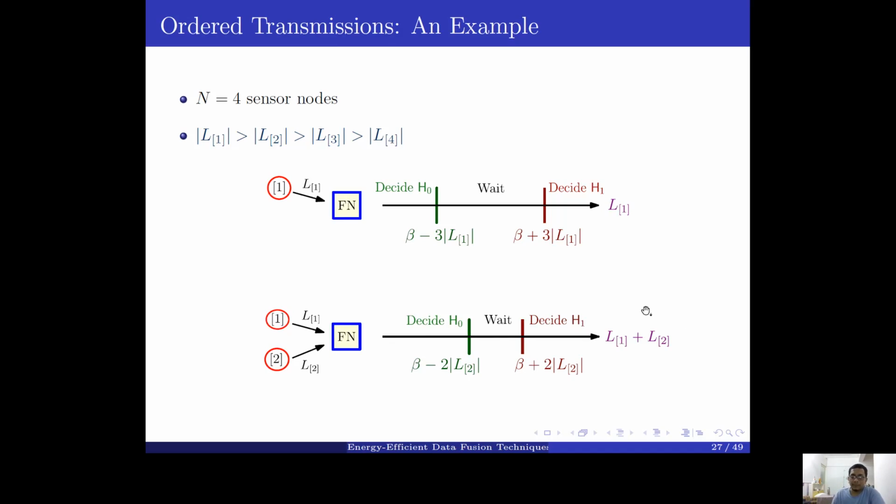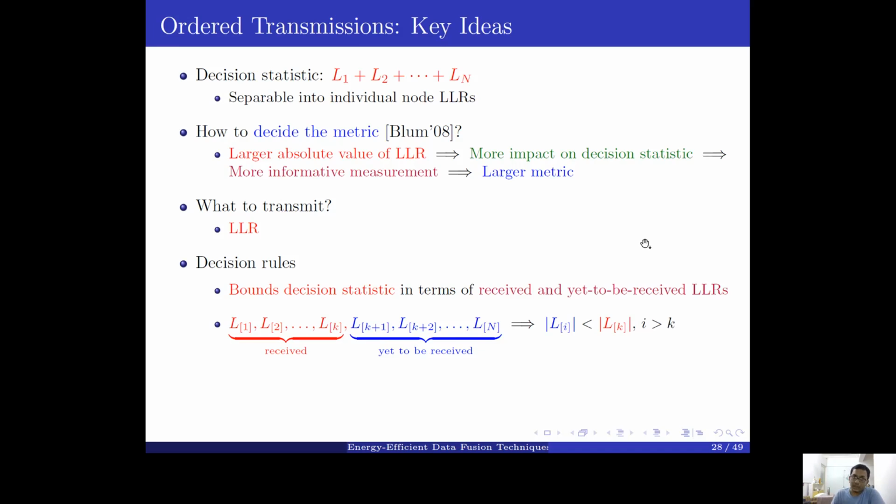The fusion node will sum up the 2 received LLRs and compare them to the upper and lower thresholds. It might decide, or it might wait for the next transmission. And this process goes on until a decision has been made. Now, this ordered transmission scheme and its associated decision rules exploit some key ideas. Let's try to go over them one by one.